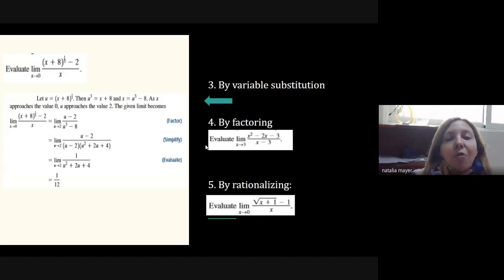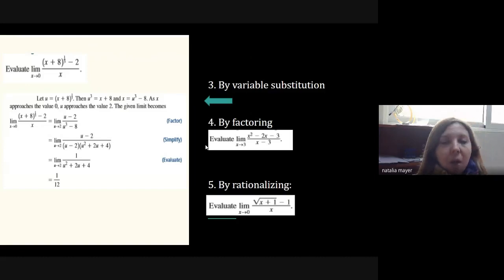Strategy number 3, can you please write it down? By variable substitution. So evaluating the limit by variable substitution. This is the most challenging one. So I would like you to give your full attention to this point, okay?